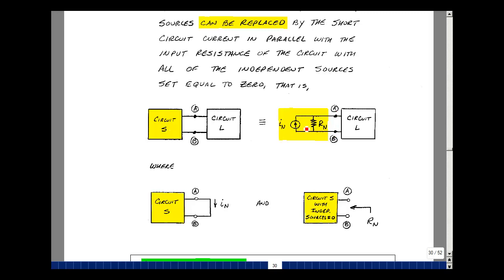The current source, I sub n, is found by taking this box and shorting its terminals and finding the current that flows from A to B. The resistance R sub n is found by taking this box and setting all the independent sources equal to 0 and finding the resistance looking back in.